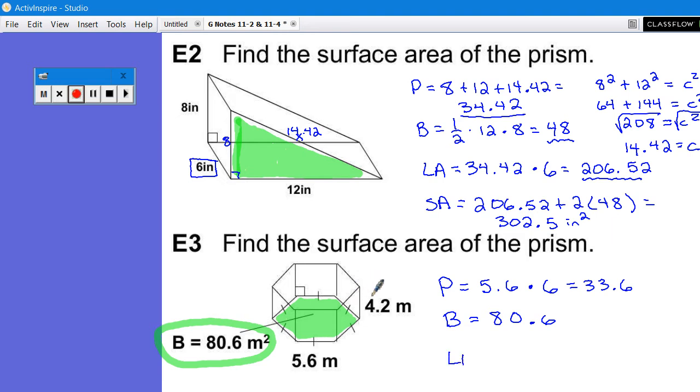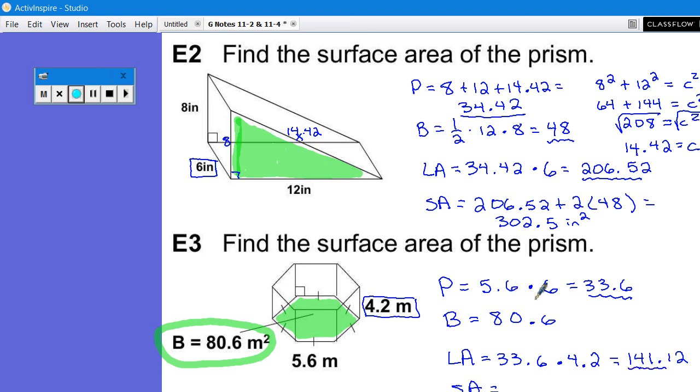The lateral area is going to be found by taking this perimeter that we've got right here at 33.6 and multiplying it by the height of our prism. Remember, the height is the distance between the two bases, so it's going to be the distance between the bottom and the top in this case. That number is going to be 4.2. And when you multiply that perimeter times that height, in this case, the lateral surface area is going to be 141.12.